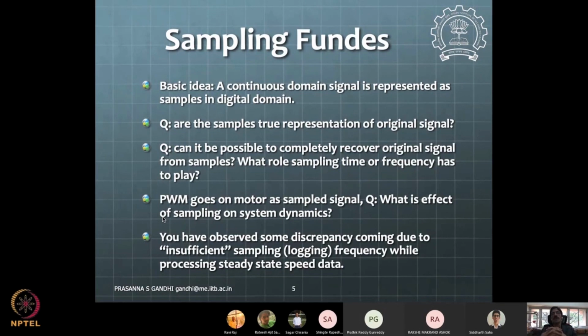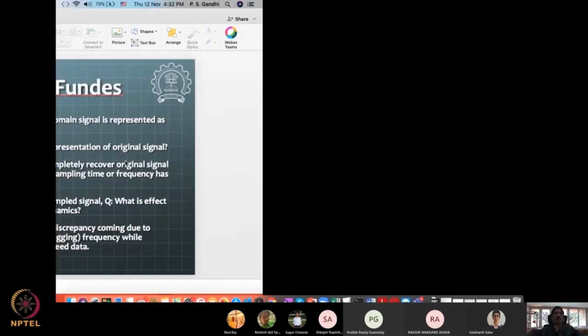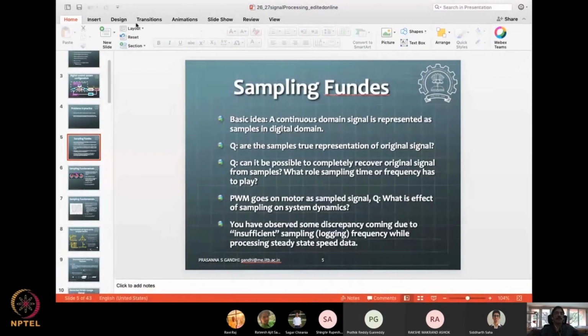So the basic idea here is to see a continuous domain signal now represented as samples in the digital domain. So you have this signal which is continuous in nature. Let's come back again to our schematics here.